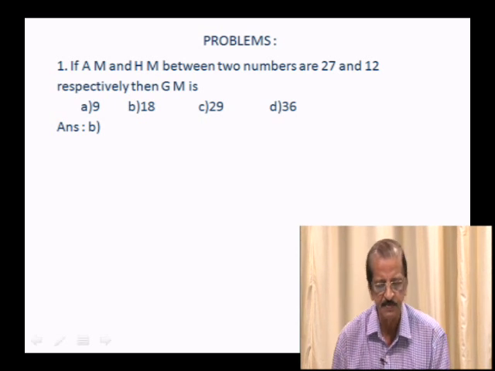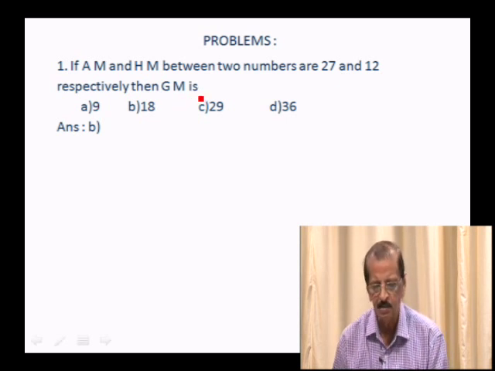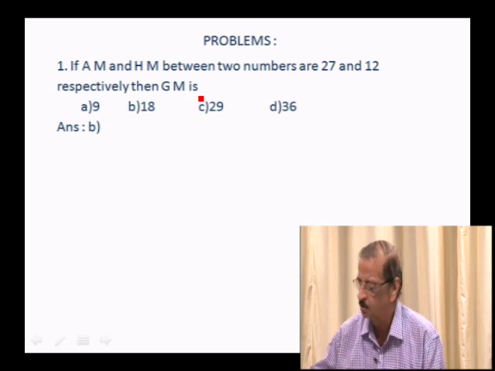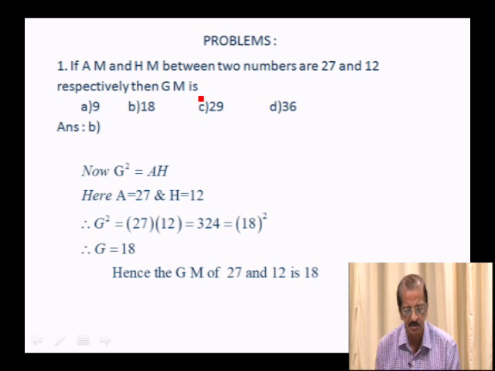First one: if AM and HM between two numbers are 27 and 12 respectively, then what is the geometric mean asked. So, it is very easy. You know that G square is equal to AH. Use that formula. Here A is 27 and H is equal to 12. So, G square is 18 square. So, G is equal to 18. So, answer is option B.